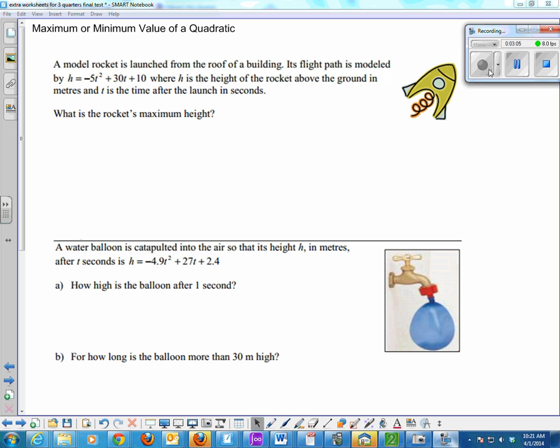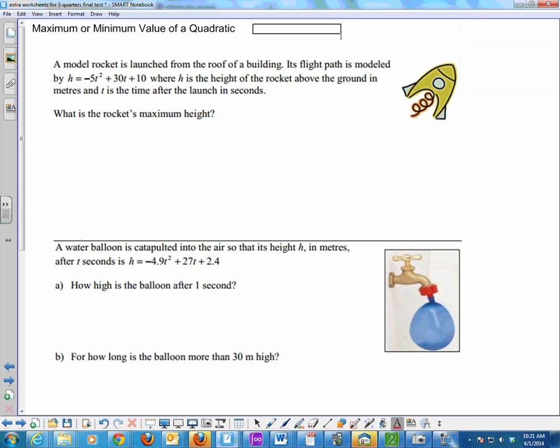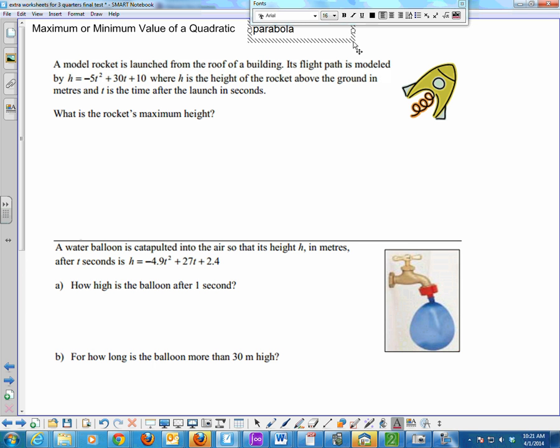All right, turn to page 10. We're discussing maximums or minimums of a quadratic. Keep in mind that a quadratic is a parabola. So that means the maximum or minimum of a parabola is going to be its vertex.